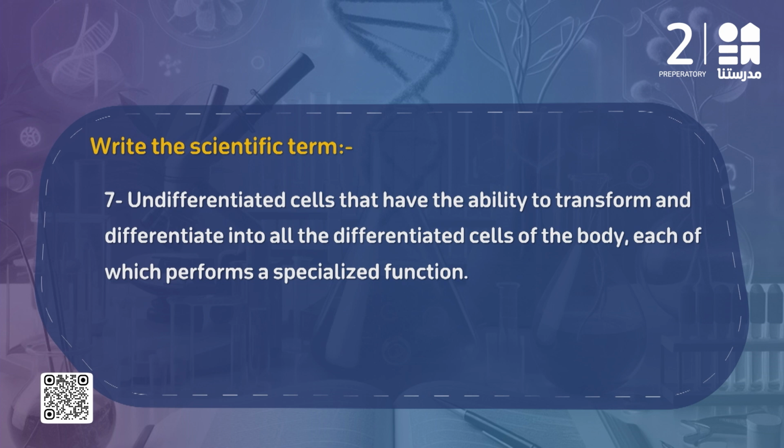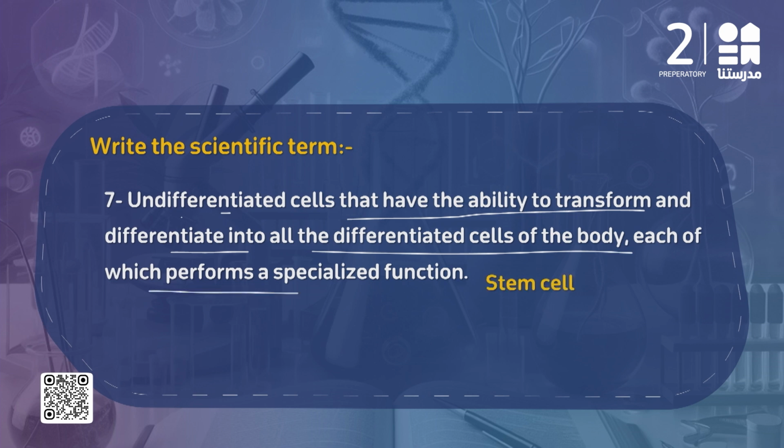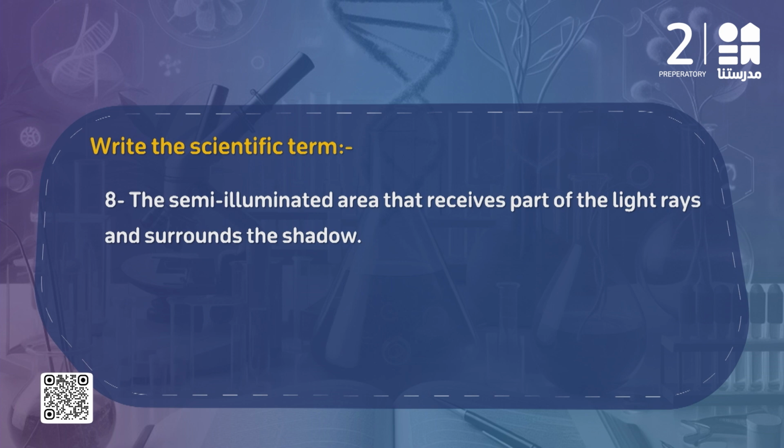Question number 7 says: undifferentiated cells that have the ability to transform and differentiate into all differentiated cells of the body, each of which performs a specialized function, like liver cells, intestine cells and nerve cells. This directly reminds us of stem cells. Question number 8 says: a semi-illuminated area that receives part of the light rays and surrounds the shadow, which would be the penumbra. How did we know it is the penumbra, not the shadow area? Directly, as soon as I saw the word semi.